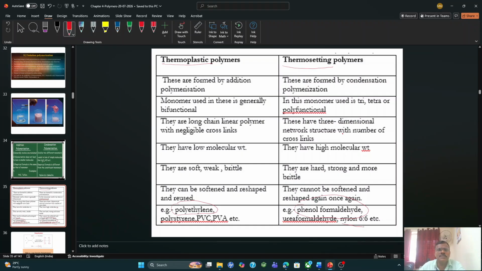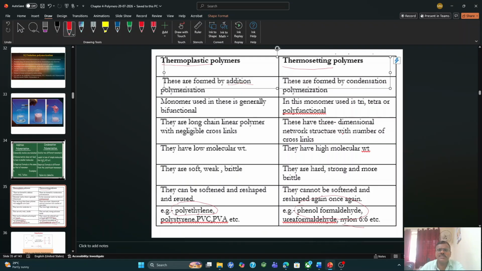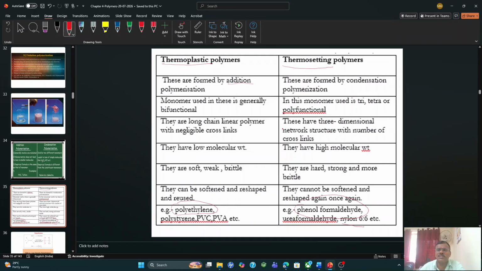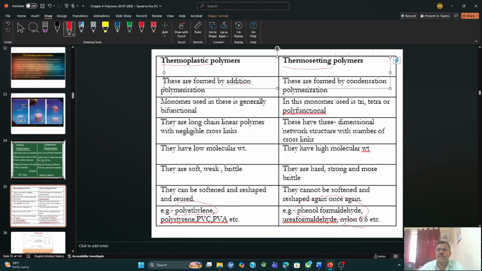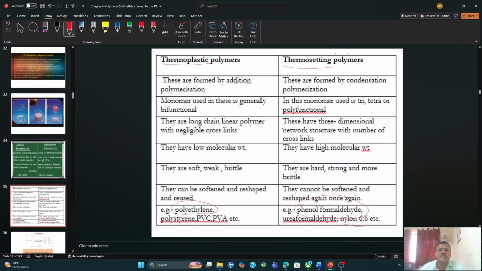Thermoplastics are formed by addition polymerization, whereas condensation polymerization takes place for thermosetting plastics. Monomers are bifunctional, that means double bonded monomers. Here the monomers are polyfunctional. More than two functional groups are needed for one monomer. So you need two monomers, isn't it? Because it is a condensation mechanism. Two or above. They are long chain linear polymers with negligible cross links.